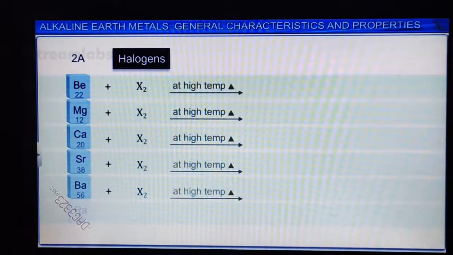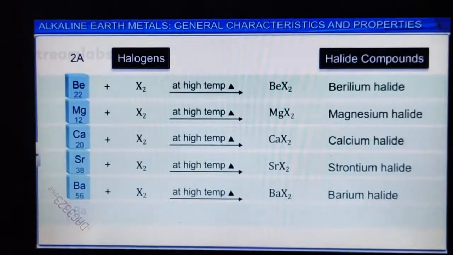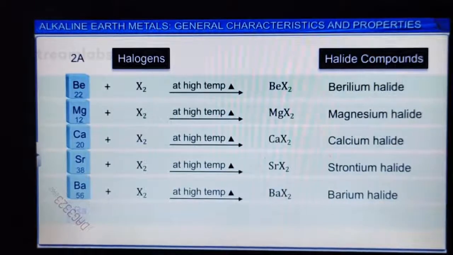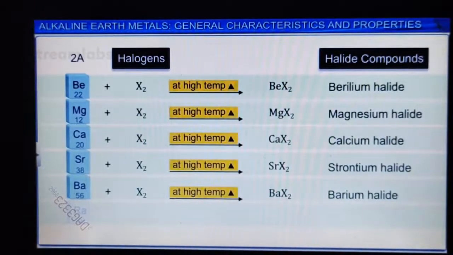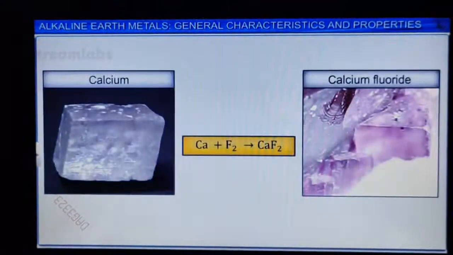Okay. They react with halogens at high temperatures to give you the corresponding halides. Where group one elements reacted immediately, they are here reacting at a higher temperature, obviously because higher IP is required to remove those two electrons, so we will require more energy over here. These reasons were discussed.